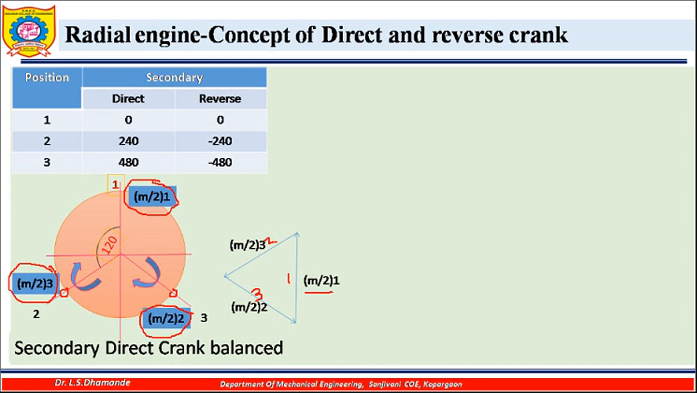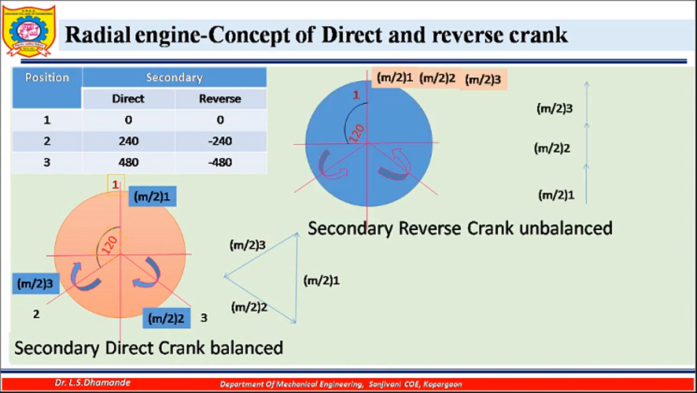Now I will look at the secondary reverse crank. For the secondary reverse crank, these are the angular positions of the cranks. For the first it is 0, so m by 2 will be here for the first crank. Then minus 240 for the second, so it is anti-clockwise 240. From here to here is 120, and from this point to this one is 240. So the second mass also comes over here. And for the third it is 480, so this is a complete 360 and again 120. So the third mass also comes over there.